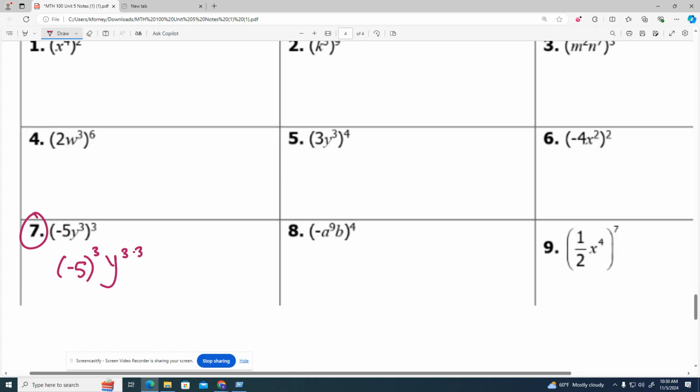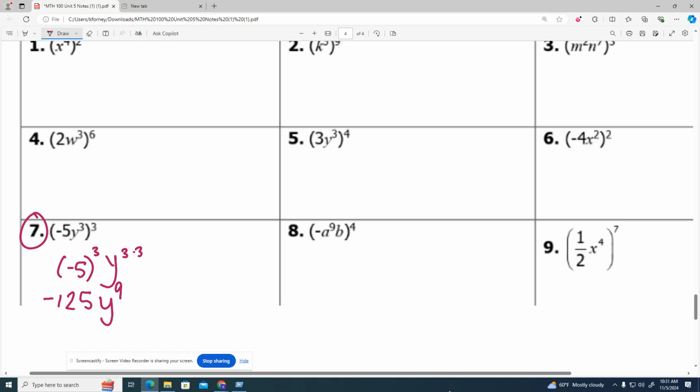Negative 5 cubed is not negative 15. Negative 5 cubed is what? Right. Negative 5 times negative 5 times negative 5, which is negative 125 y to the 9th. No. Negative times a negative is a positive, times a negative, which makes it negative. Odd powers, you keep the negative. Even powers, it becomes positive.